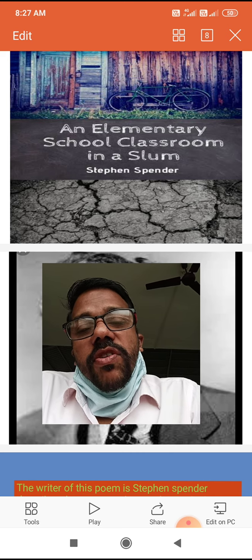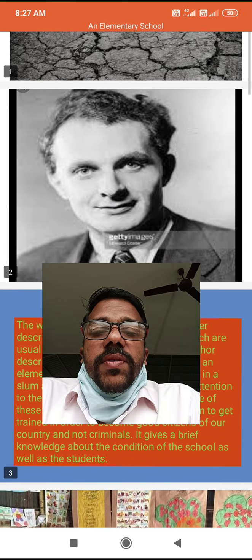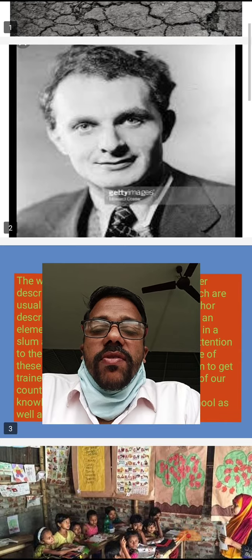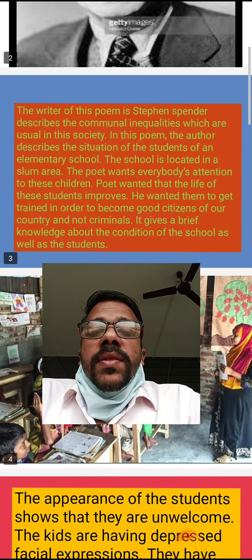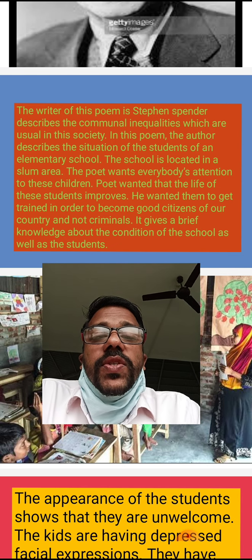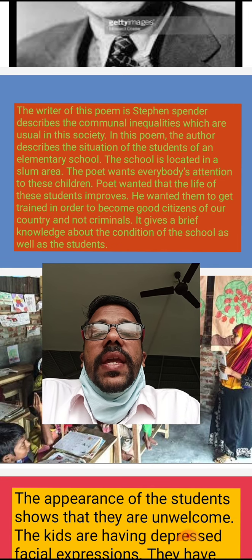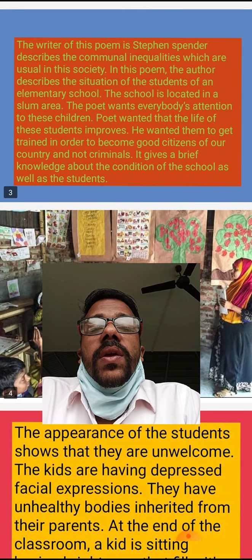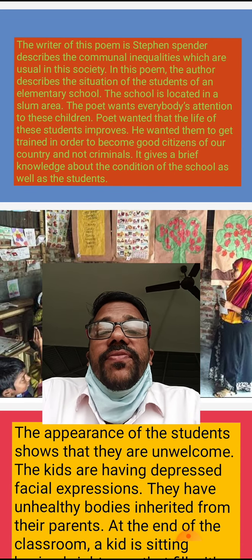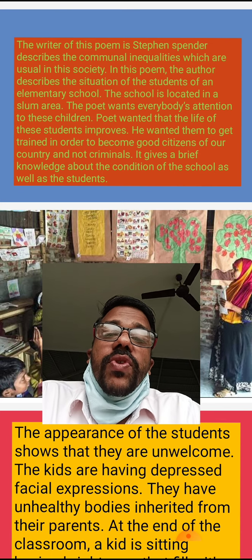Let us begin. Hope you are all fine. Let us get introduced with the poet Stephen Spender. He describes the communal inequalities which are usual in our society. In this poem, the author describes the situation of the students of an elementary school. The school is located in a slum area. The poet wants everybody's attention to these children. The poet wanted the life of these students to improve. He wanted them to get trained in order to become good citizens of our country and not criminals.